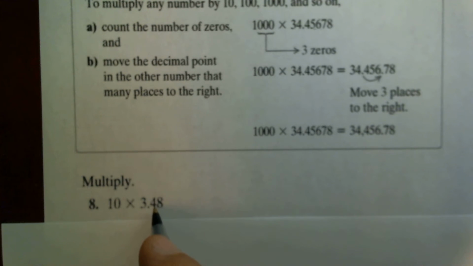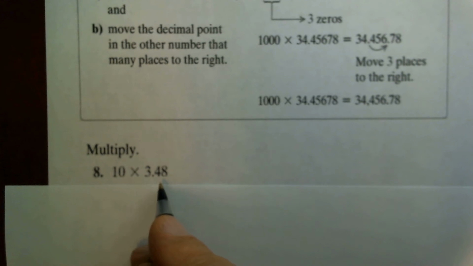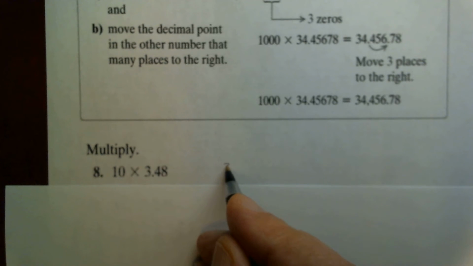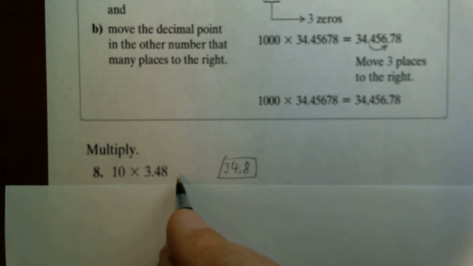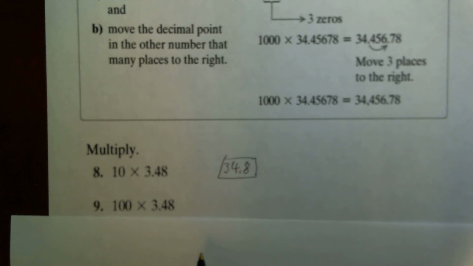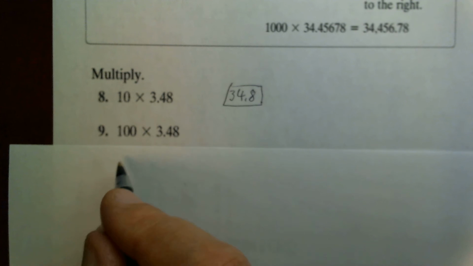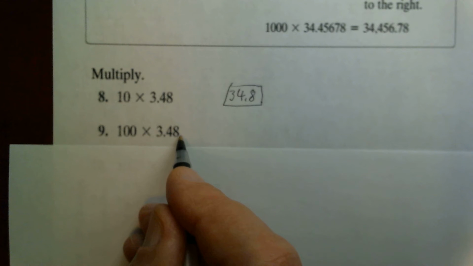So here, 10 times 3.48, we have 1 zero. So it means we move the decimal 1 position to the right, so it becomes 34.8. We moved it from between the 3 and the 4 to between the 4 and the 8. Now, in the next exercise, number 9, we multiply by 100, so there are 2 zeros. So we need to move the decimal 2 places to the right. In other words, it goes right after the 8.